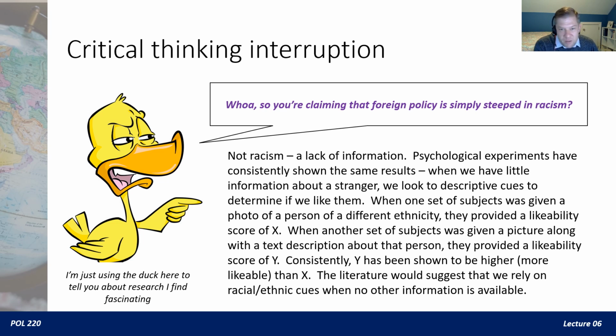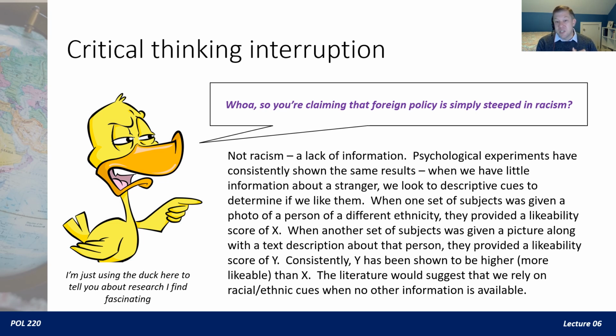So yeah, Duck says, whoa, so you're claiming that foreign policy is simply steeped in racism. I wouldn't say it's racism. I would actually say it's lack of information. So psychological experiments, and again, the cool thing about the social sciences, and if any of you go on to study it at the graduate level, you'll find this too, is that they all intersect, right? My graduate field, even though I was a political science major, was political psychology. So I took a lot in cognitive psychology because when you're trying to understand how people think, you clearly have to understand how the brain works, right?